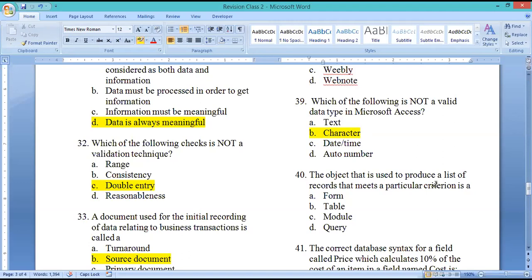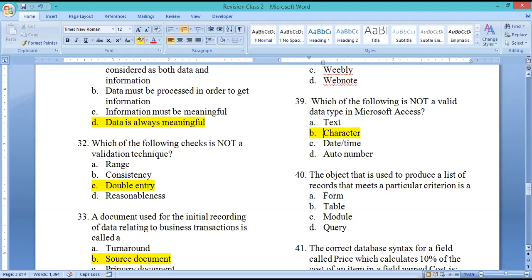Microsoft Access has a set of data types. Programming languages have a set of data types. Microsoft Access data types: text, date and time, number, just number by itself, memo, and what's the other one? Currency. That would be if you're going to put in money. But programming language data types are integer, real, character, string. Do not mix them up.